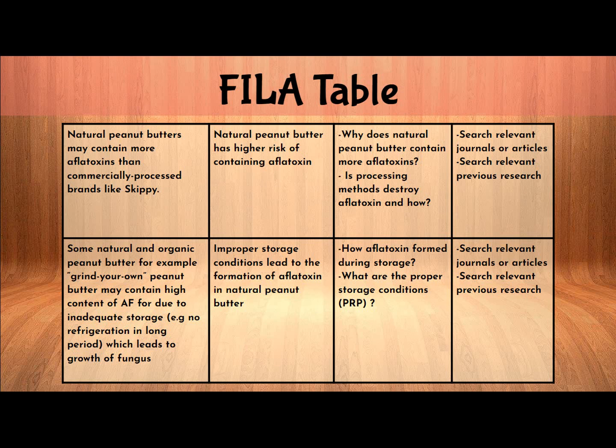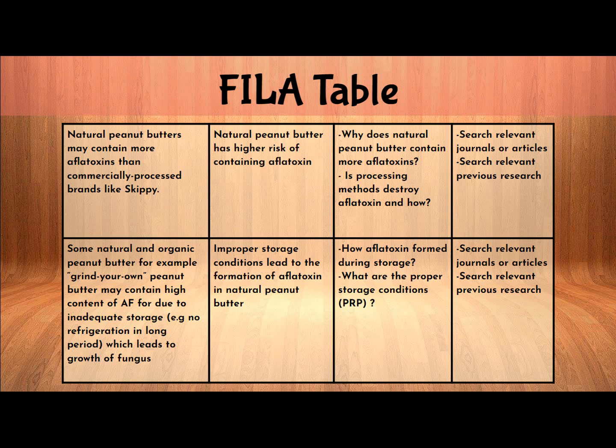Next, natural peanut butter contains more aflatoxin as compared to conventional one. So our idea is natural peanut butter has a higher risk of containing aflatoxin. So our learning issue is why does natural peanut butter contain more aflatoxin, and does the process method destroy the aflatoxin, and how?